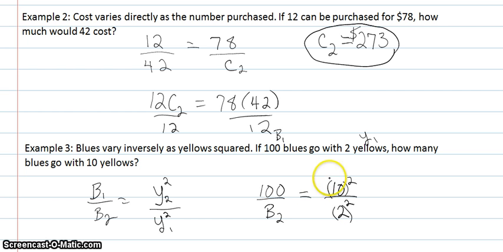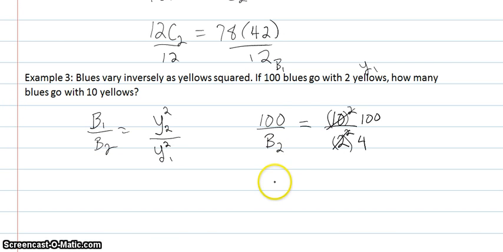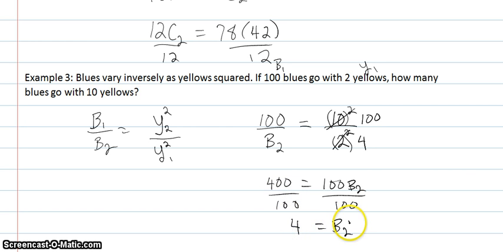So we're going to cross multiply and divide. I'm going to simplify this fraction first. This would be 4. That would be 100. So I would have 400 equals 100 b sub 2. Then divide both sides by 100. So b sub 2 is going to equal 4. And then that would be our answer.